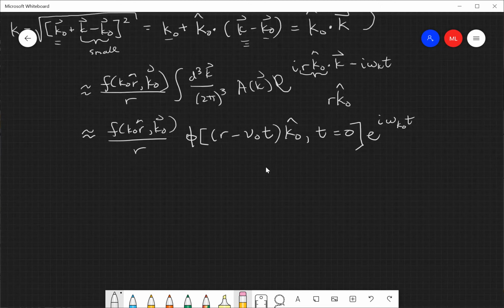But you see, it's quite convenient because you can now use this to evaluate the probability that you observe a particle in some direction. So again, this looks just like the incoming plane wave, except the wave packet is kind of going in a different direction.